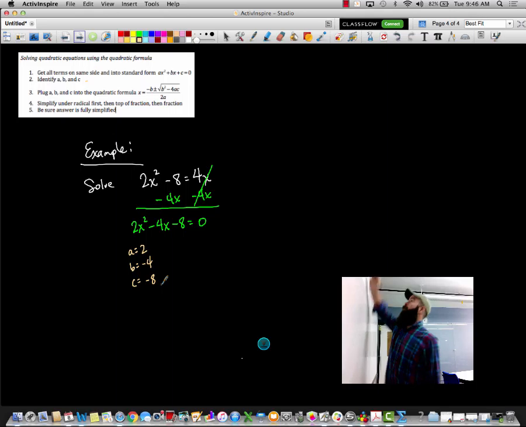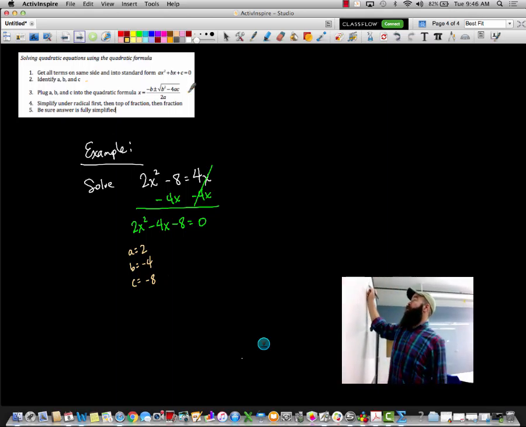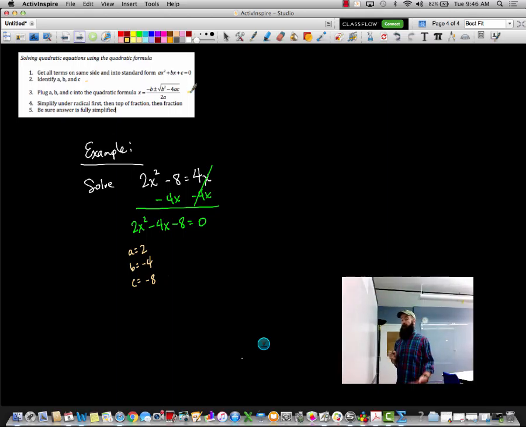Step 3, plug A, B, and C into the quadratic formula, which you will need to memorize. So the quadratic formula is x equals -b plus or minus the square root of b squared minus 4 times a times c all over 2 times a.